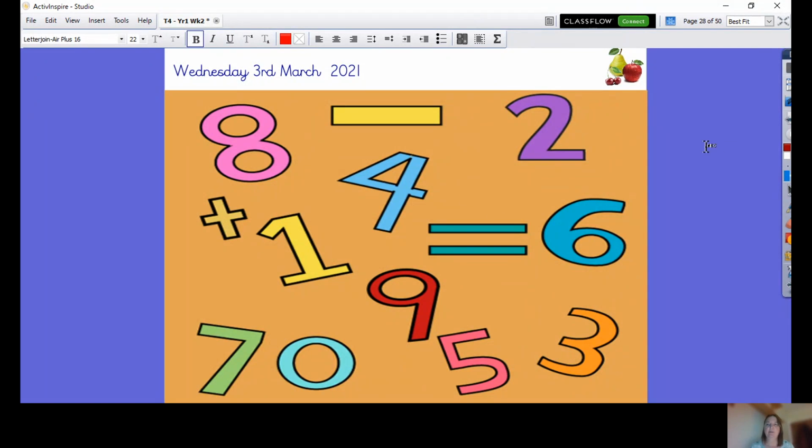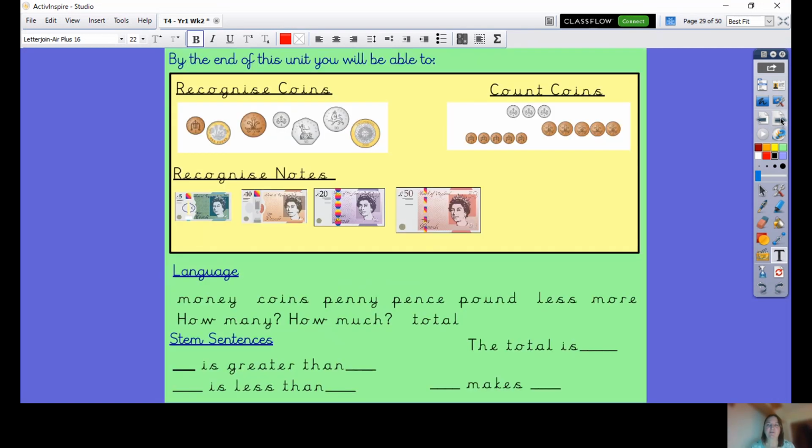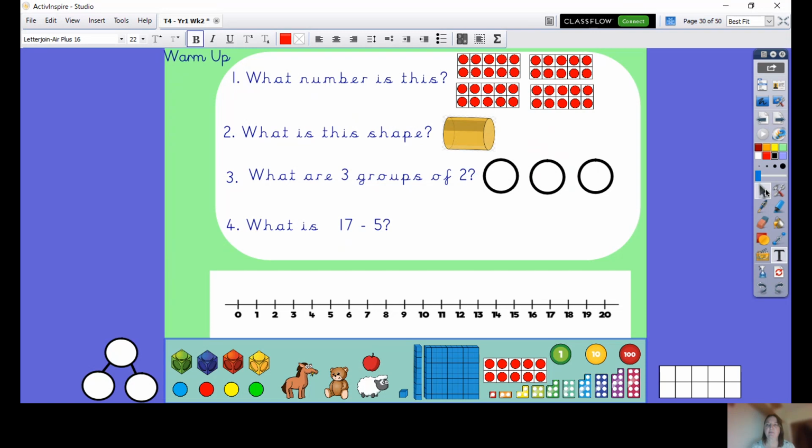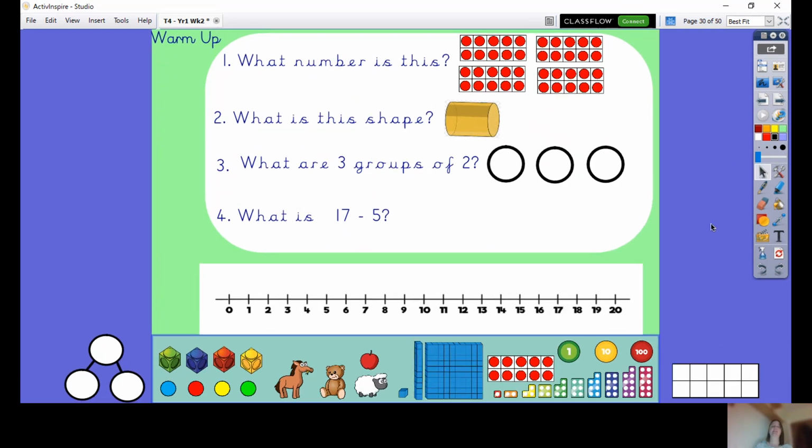I'm hoping that you've been able to get on really well with the money, looking at coins and looking at notes, if you've been able to. Let's have a look. We're going to carry on a little bit more. We're going to think about counting coins today and using some of our knowledge of counting in 2s, 5s and 10s. So again, as always, let's do a little bit of a brain warm up.